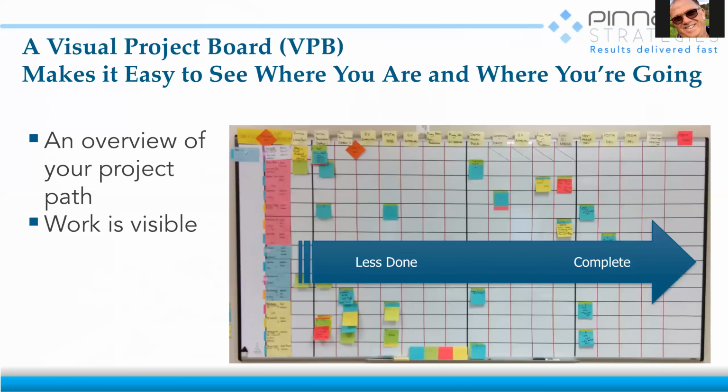Now, visible information is actually the shortest route from understanding to action. Brain research shows that we decipher visual information simultaneously, whereas language and text are processed sequentially. And so having a visual aid significantly reduces the time needed to understand information, and thereby promotes a rapid understanding of any situation. The VPB is your map.